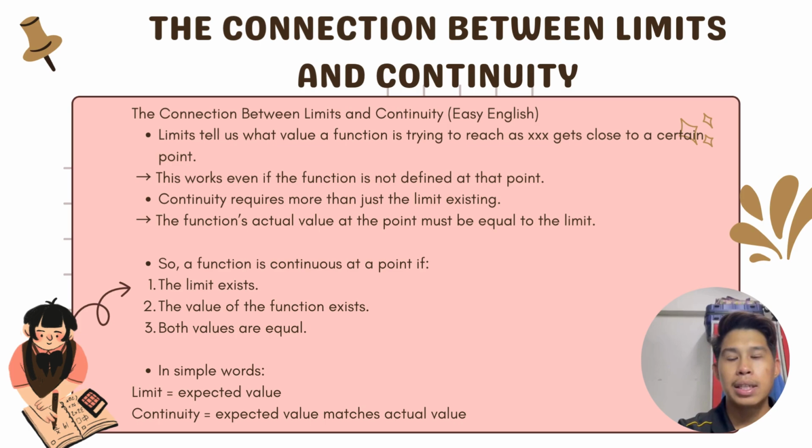So, a function is continuous at a point if the limit exists, the value of the function exists, and both values are equal. In simple words, the limit is the expected value, and continuity is when the expected value matches the actual value.